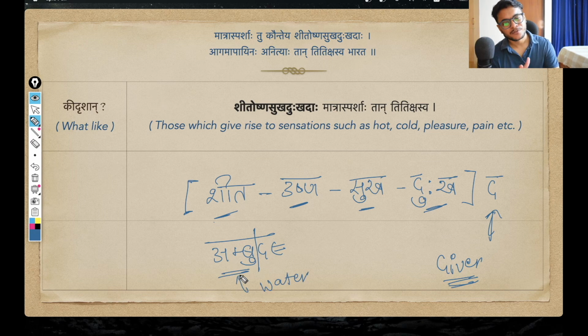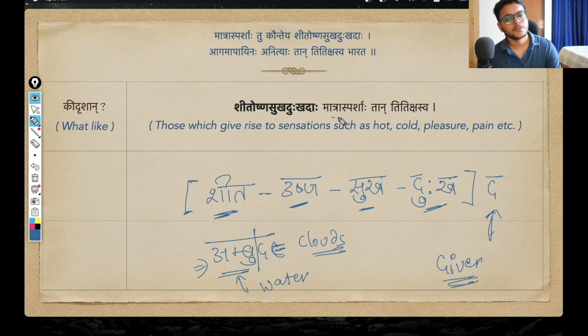So now can you identify what this Pratipadika would mean? Ambuda, the giver of water. So this Ambuda is used for clouds. And clouds again, why? Because from clouds we get water. So this is how you get this Pratipadika. But the point is this da, that this da denotes giver of something.